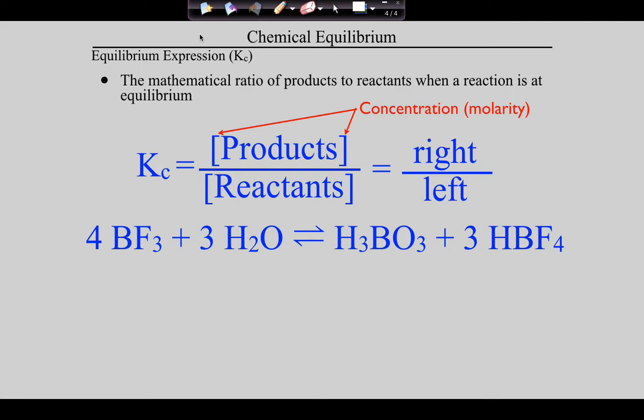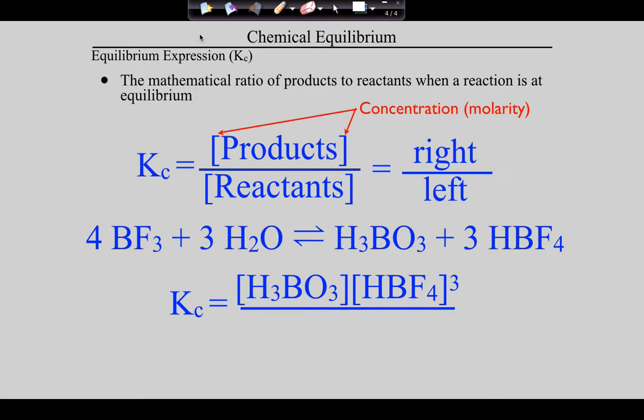So first of all, the right side is going to be on top. So the right side is now properly written on top, and then the left side is now properly written on the bottom. So let me give you a second to compare the balanced equation with the Kc expression, and then see if you can come up with the two rules about how to write Kc expressions.